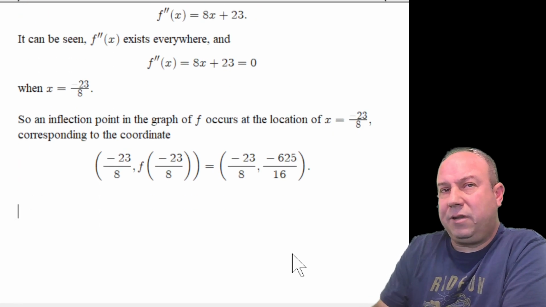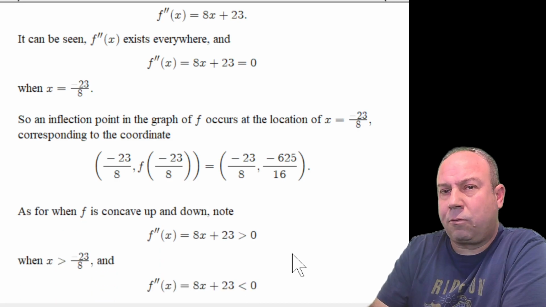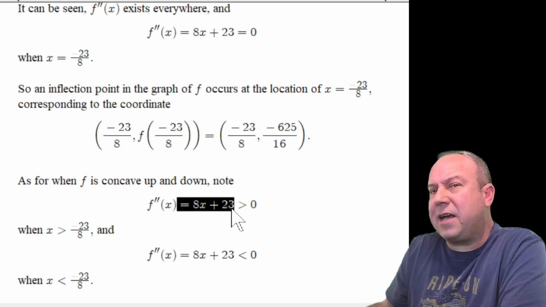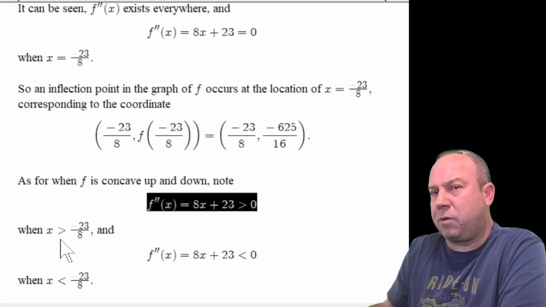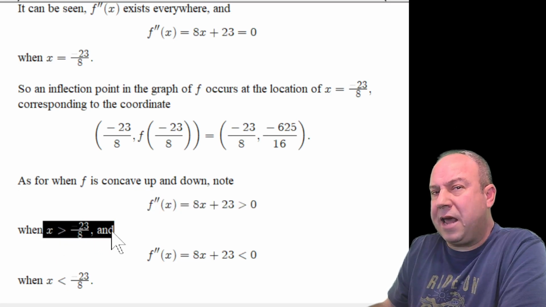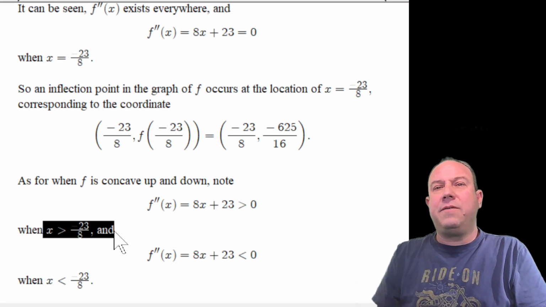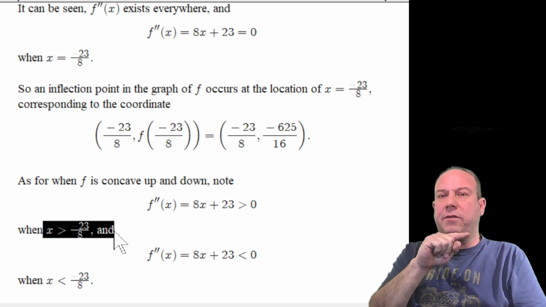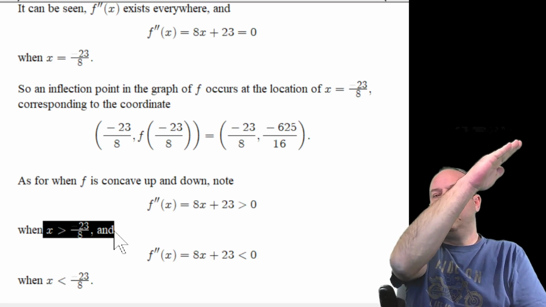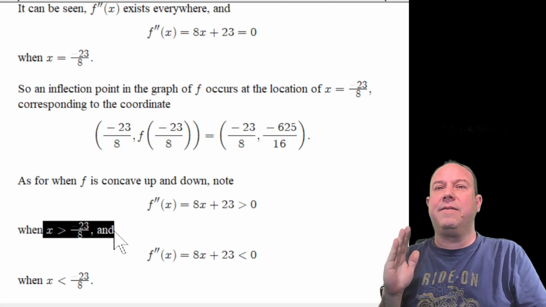As for an interval of concavity, though, that negative 23/8 is going to play a role there, right? What we will notice is that 8x plus 23 is actually greater than 0 when x is bigger than negative 23/8. If we think about that graph, it has a y-intercept of 23 and a slope of 8. So it's going up. So at negative 23/8, we're going to be bigger than that value.